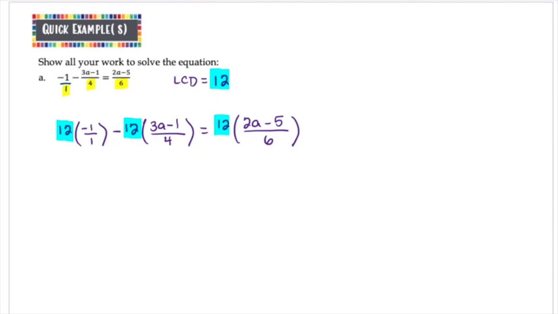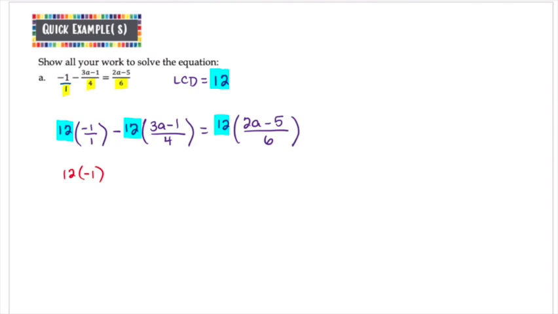All right, so here my LCD again is 12. I multiplied the first term by 12, the second term by 12, and also anything on the other side of the equal sign by 12. At this point, what this lets us do is eliminate our denominators. So 12 divided by 1 is equal to 12. So the first thing I have is 12 times -1.